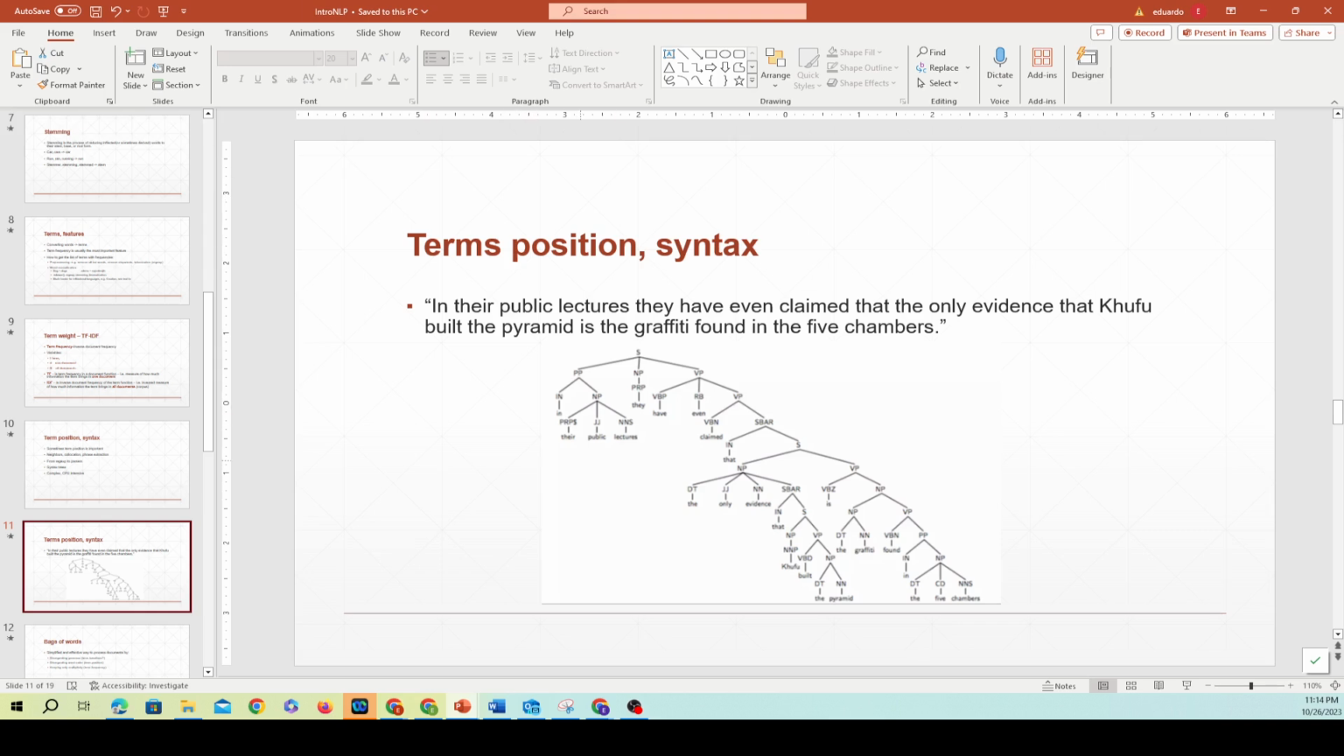So you can see right there in the beginning, public. So you see in their public lectures, they have even claimed.